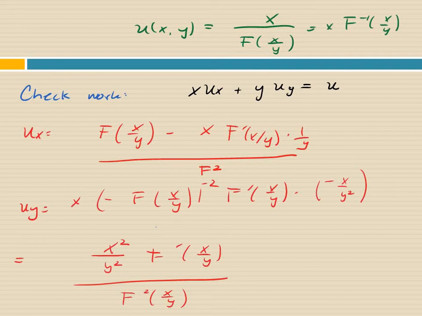I dropped off some things that were getting a little messy. And for uy, I used chain rule. Actually chain rule, because x is a constant. So I have f raised to the -1 of xy, so -1 comes out in front, and then I have a -2 over here, the x just hangs out for the ride. Then I have the inner derivative, which is f prime of x over y, and then that has a chain rule, minus x over y squared, which simplifies down to the bottom.